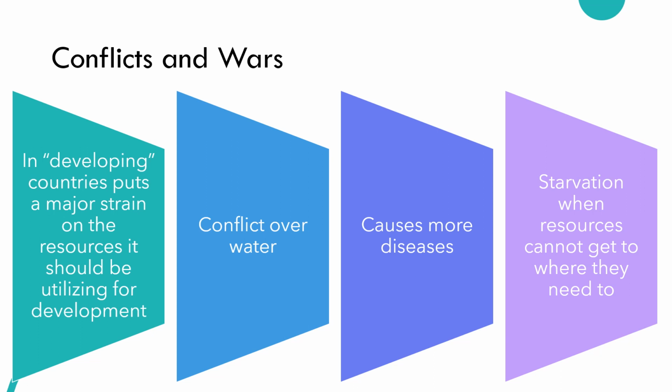And then what should be helping develop their countries is now being rationed out or even monopolized to where we then cause conflicts. There has been conflicts over water, conflicts over oil. We're currently in a slight conflict over oil. And that's kind of what's happening.